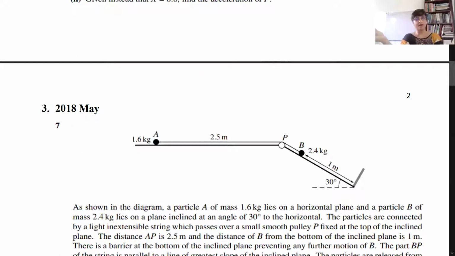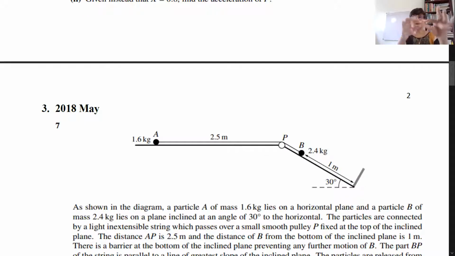See, connected particles. I'm just trying to give you a sense of what connected particles means. It's just a name given to a certain type of problems. It's not a theory. There's no such theory as connected particles theory. It's not a theoretical topic. It's a name given to a certain kind of problems that you get in the paper.